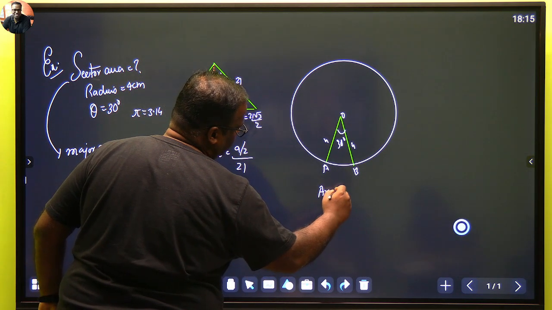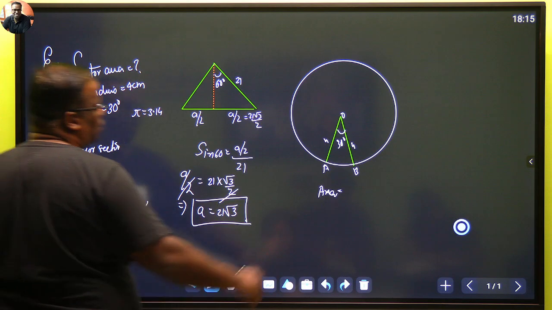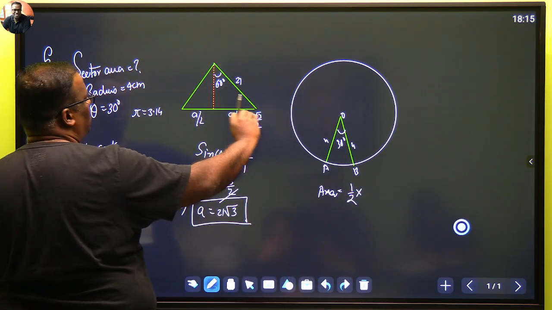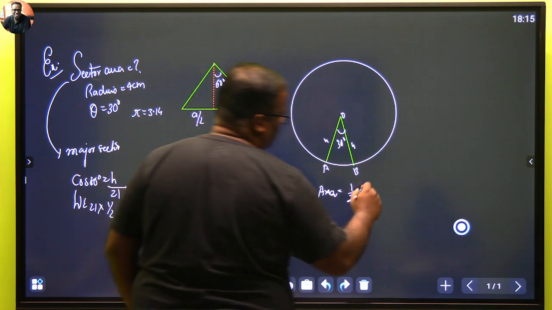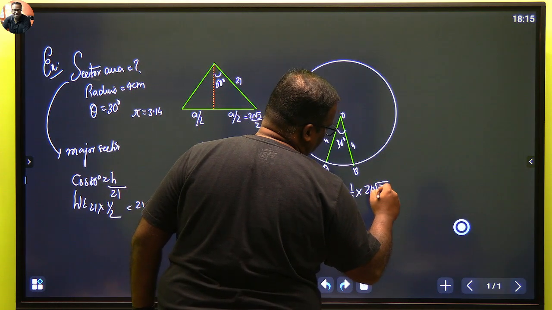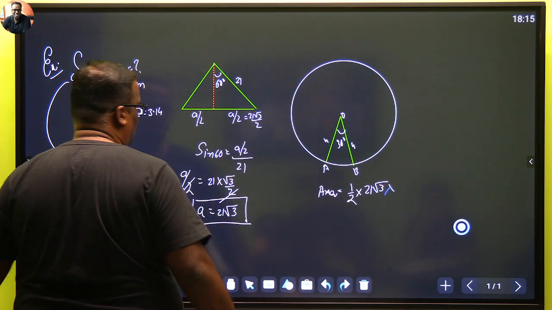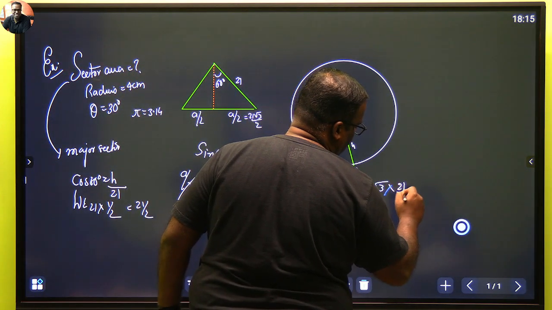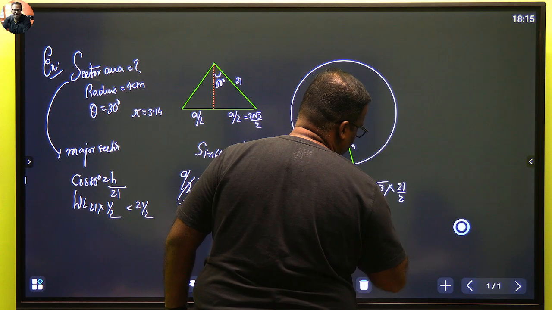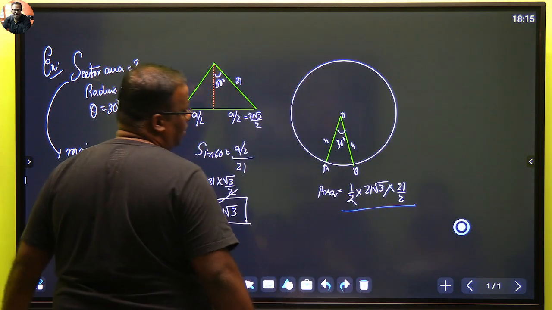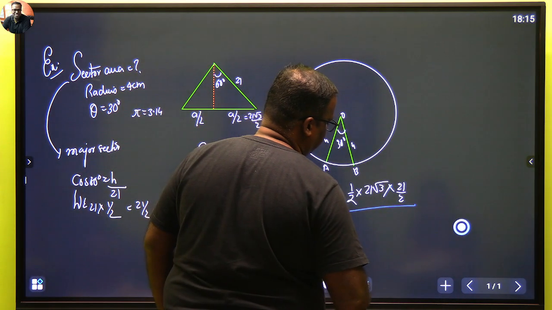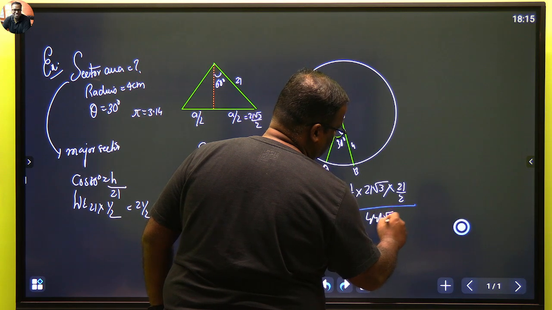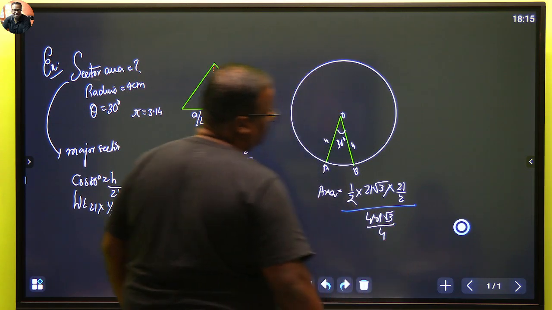The area of the triangle would be half into base into altitude. Base is how much? Half of 21 root 3, half of 21 root 3. If I add them, they become 21 root 3. Into the altitude, and the altitude is how much? 21 by 2. So that's it. 441 root 3 by 4. This is the area of the triangle.